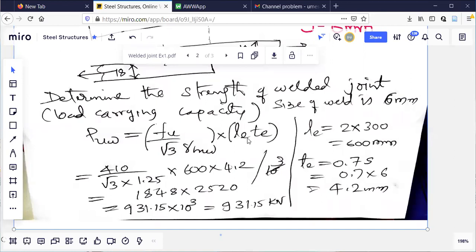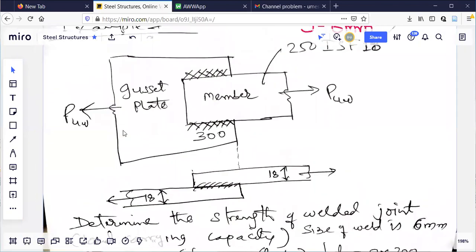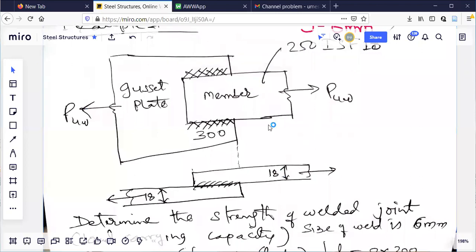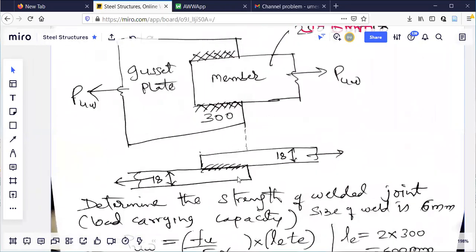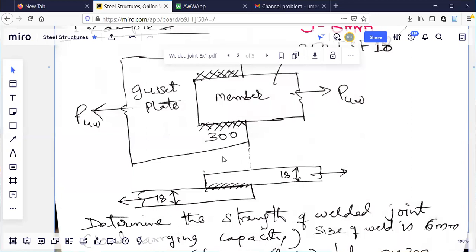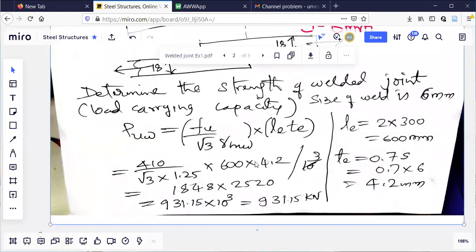Okay. Now see here, 931.2 nearly, or 931.15 kilonewton. If I apply this much force here, these two will get separated. The member fails when I apply a force of 931.15. It means I am not supposed to apply this much force, otherwise it will break. Otherwise, the welded joint will fail.